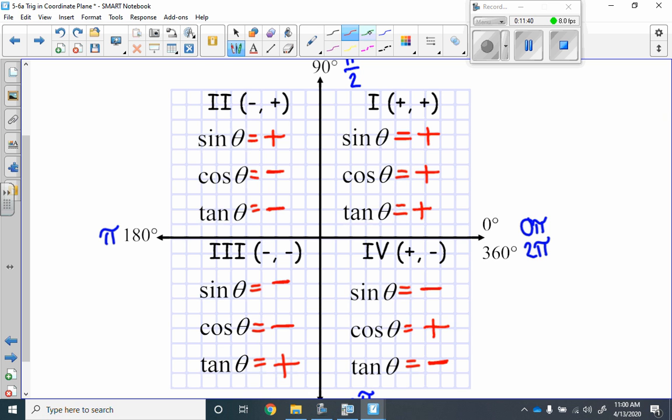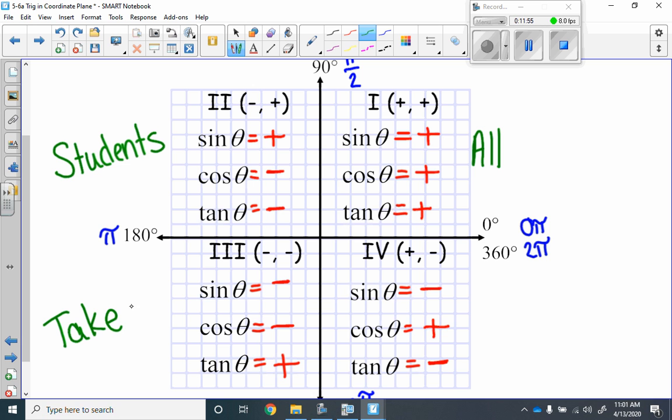So now how are we going to remember this? Well, there's a little acronym here. All students take calculus. Now we know that's not necessarily true, but we can use that to help us here.